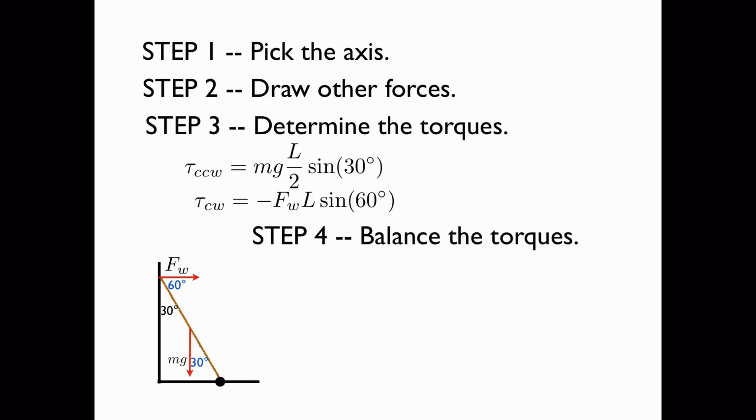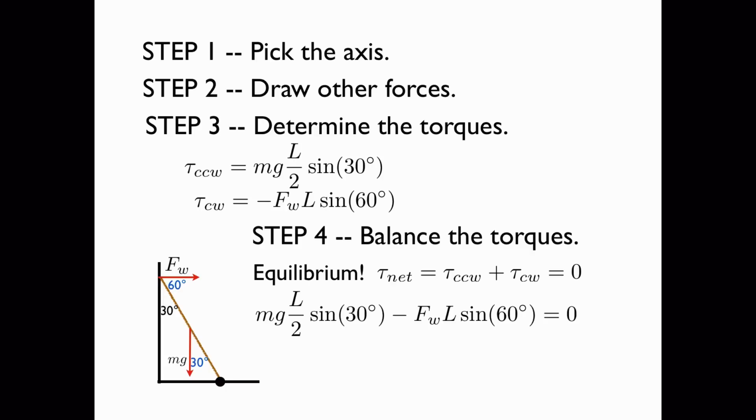Step 4 is to balance the torques. We're in equilibrium, so the net torque, which is equal to the sum of the torques, is 0. We add the torques that we just found, and we can cancel out L, the length of the stick.